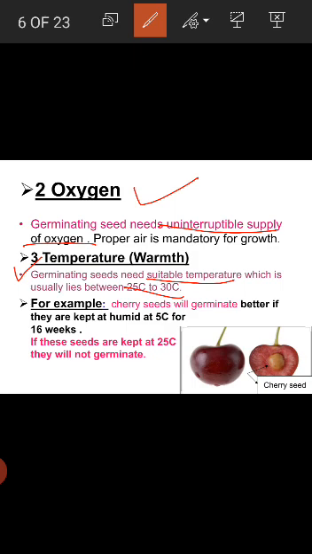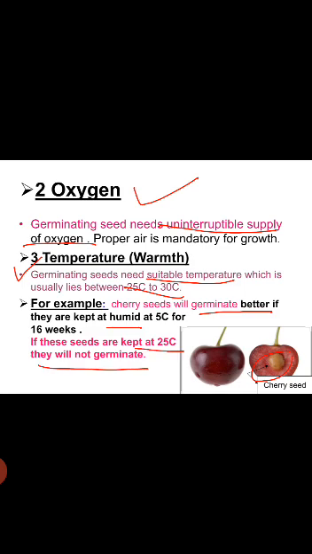For example, cherry seed. Students, you see in the picture, this is a cherry seed, and cherry seed will germinate better if it is kept humid at 5 Celsius for 16 weeks. Humid means damp, moist or wet. So these all are the meanings of humid. If these seeds are kept at 25 Celsius, they will not germinate.